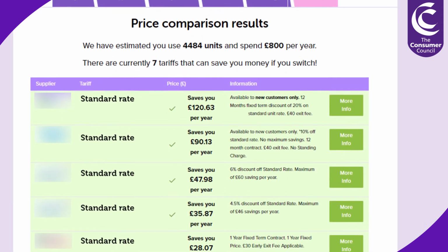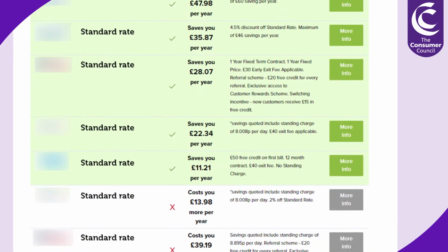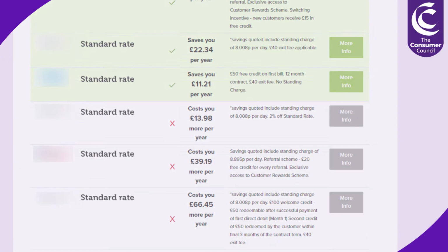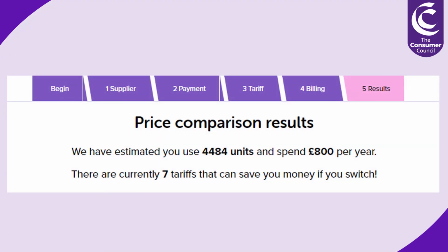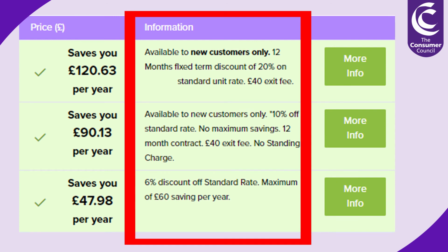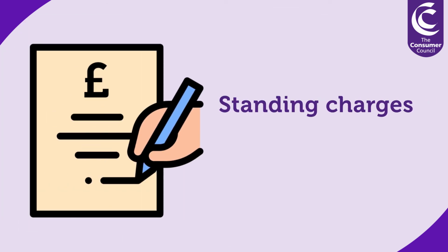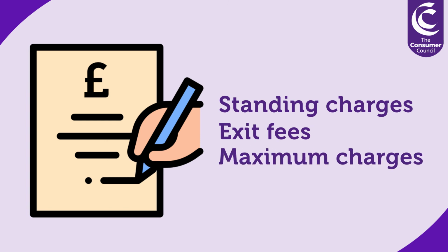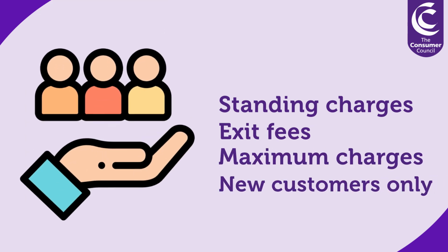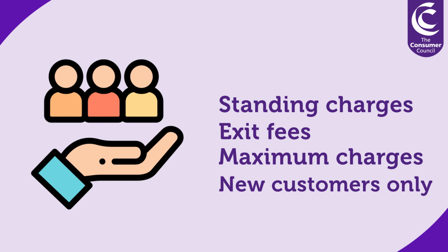The results page lists the number of tariffs available that can save you money. The tool gives you an estimate of how many units you use in a year and how much you normally spend. Please read the information for each product as this explains standing charges, exit fees, maximum charges, and if it's available to new customers only.